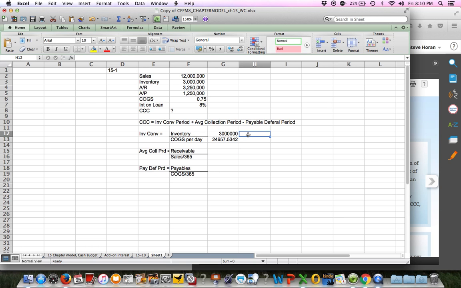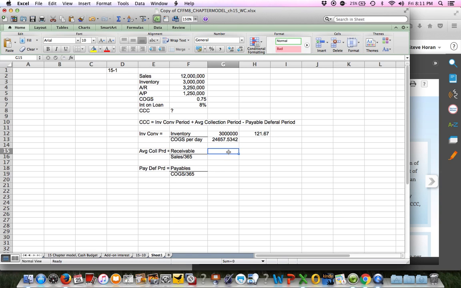So I just do a little bit of division here. Take my 3 million divided by the bottom number, and I'll get my inventory conversion period, which is 121.67 days. Let's just do that down to 2 decimal points. Okay, so there it is.